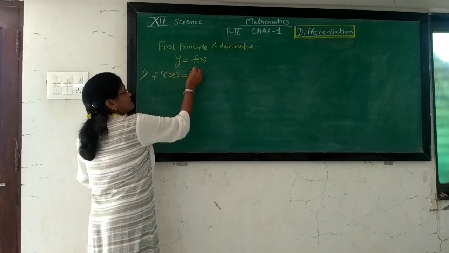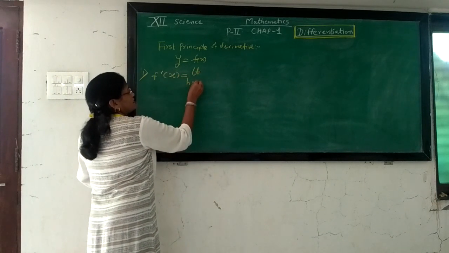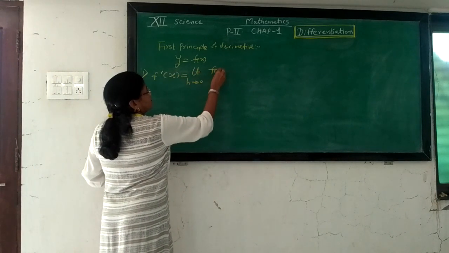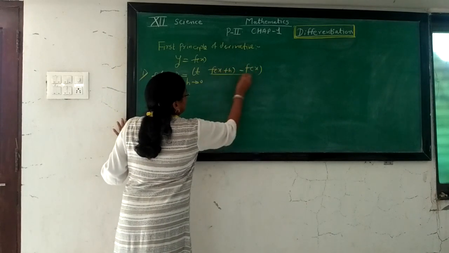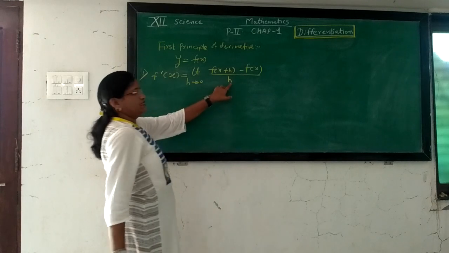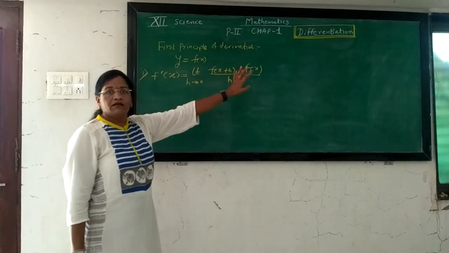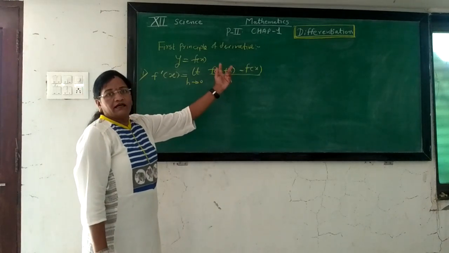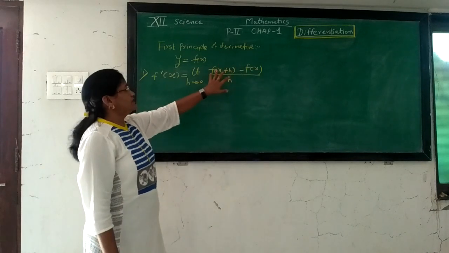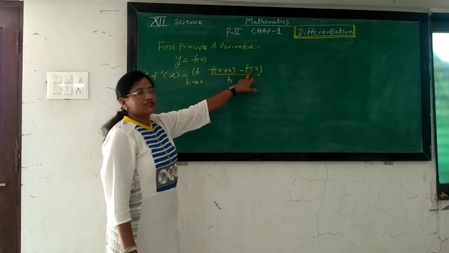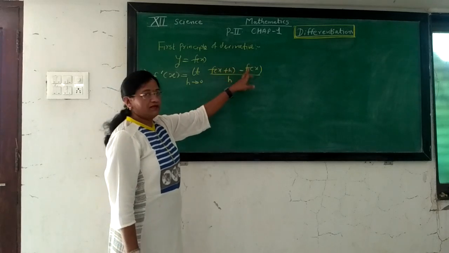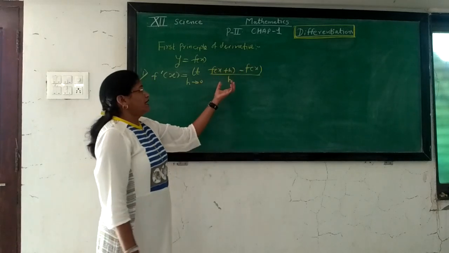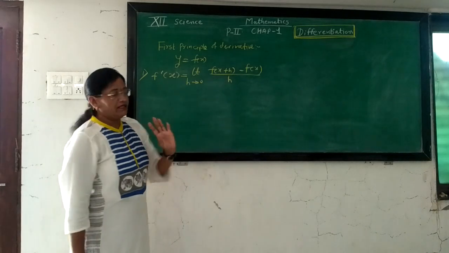We define this as limit h tends to 0, f of x plus h minus f of x upon h, where h is a very small increment in the corresponding values of x plus h to x. We take f of x plus h minus f of x as the incrementing function and h is the incrementing variable.